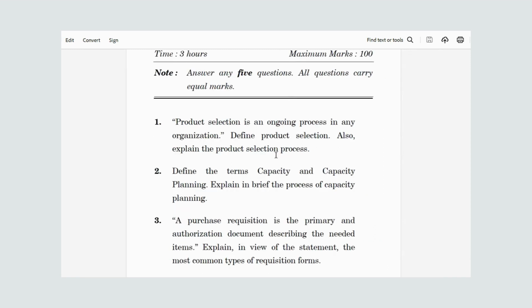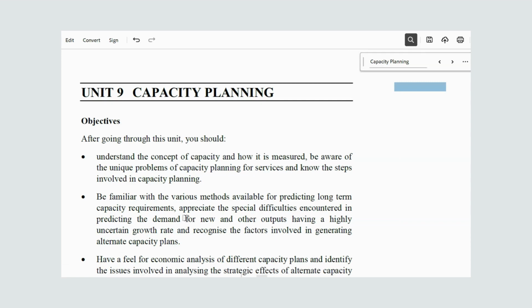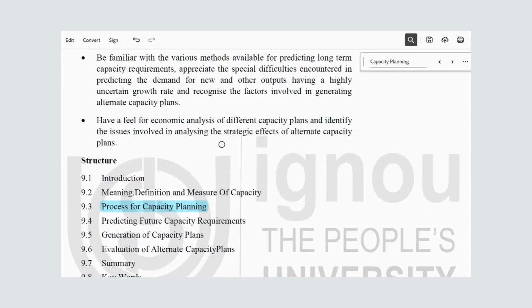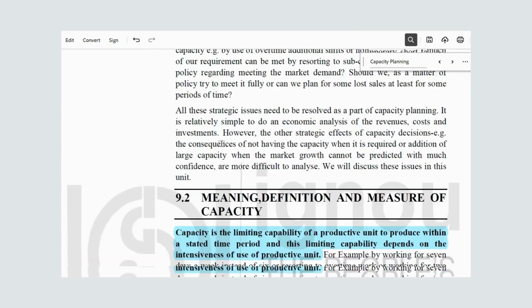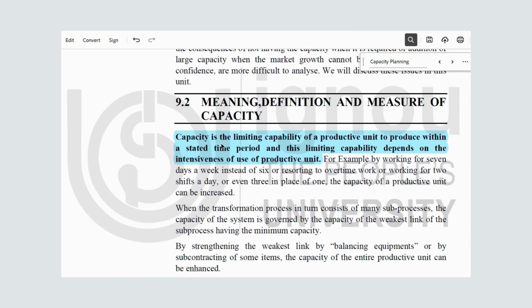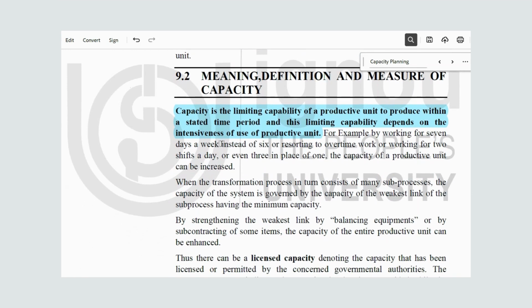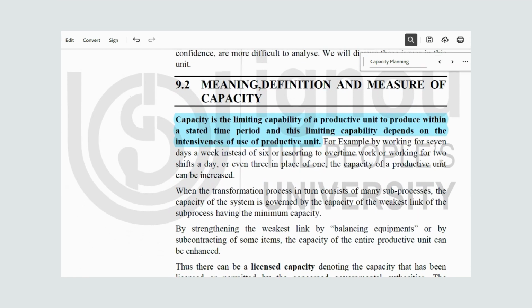The next question is define the terms capacity and capacity planning. Explain in brief the process of capacity planning. Let's see in our text. In Block 3, Unit 9, Capacity Planning. In this unit, we can see the process for capacity planning. Okay, so what it is, the meaning, the definition, and how to measure the capacity, everything is given in this text. Okay, so what is capacity?